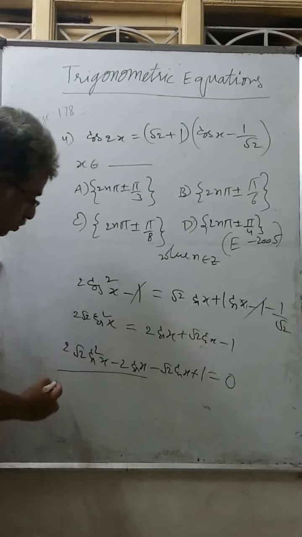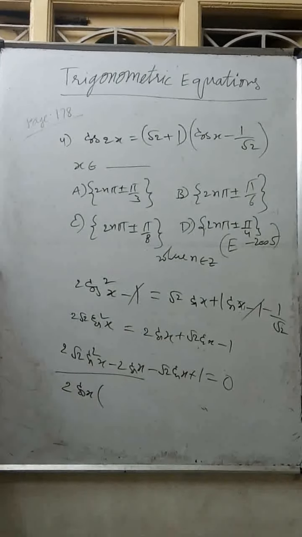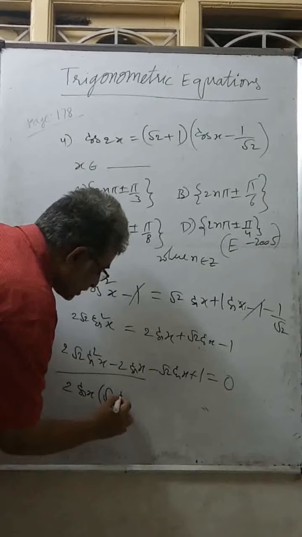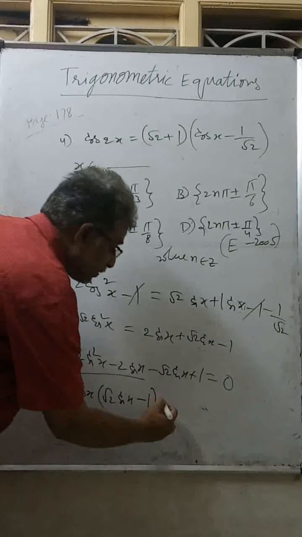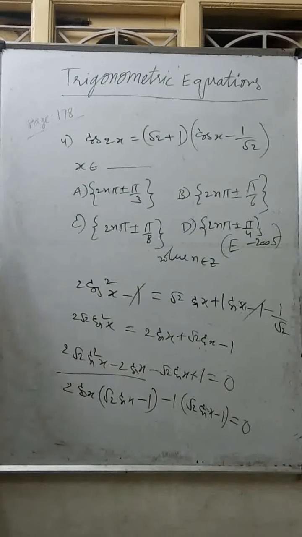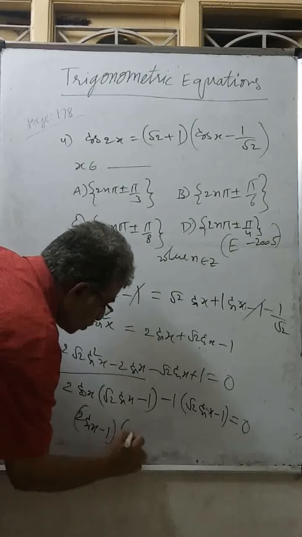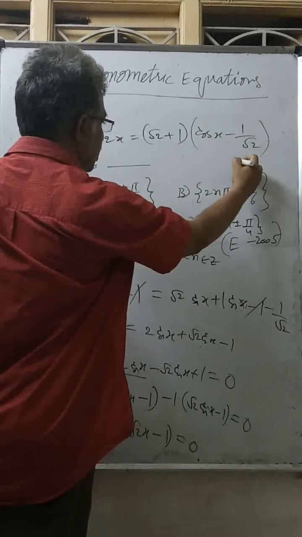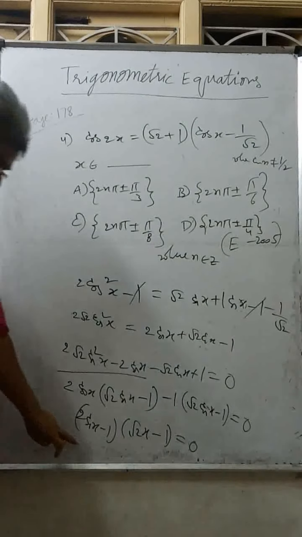From these two, if I take 2 cos x common, what happens? I can take 2 cos x common, left out is root 2 cos x minus 1. And here if I take minus 1 common, root 2 cos x minus 1 equal to 0. Now this becomes (2 cos x minus 1)(root 2 cos x minus 1) equal to 0. And one more thing given here is cos x not equal to 1 by 2. Till this you understood, I think.